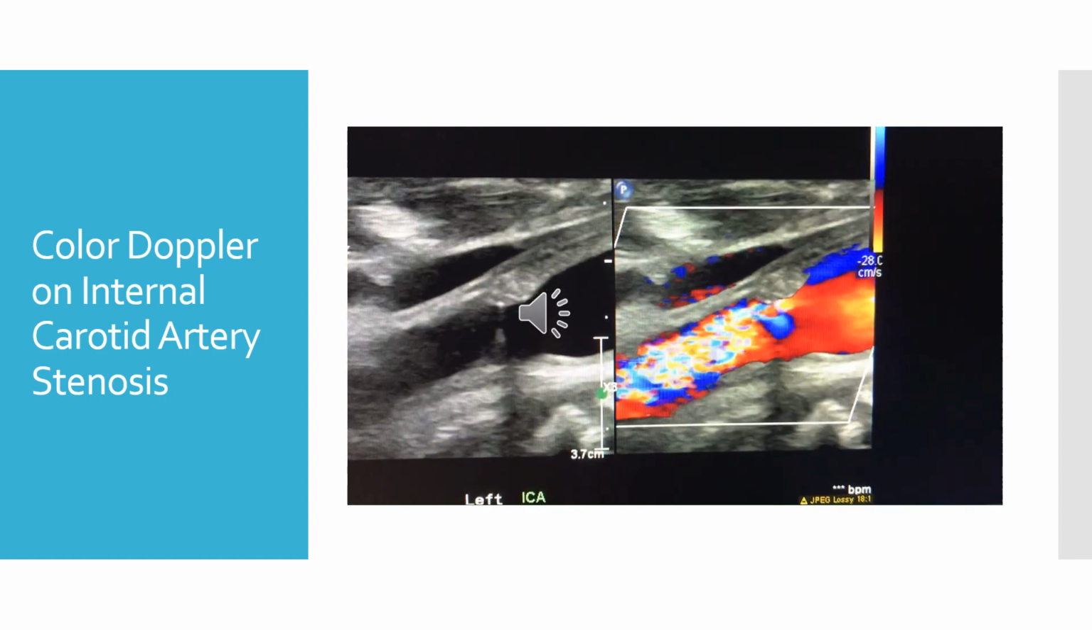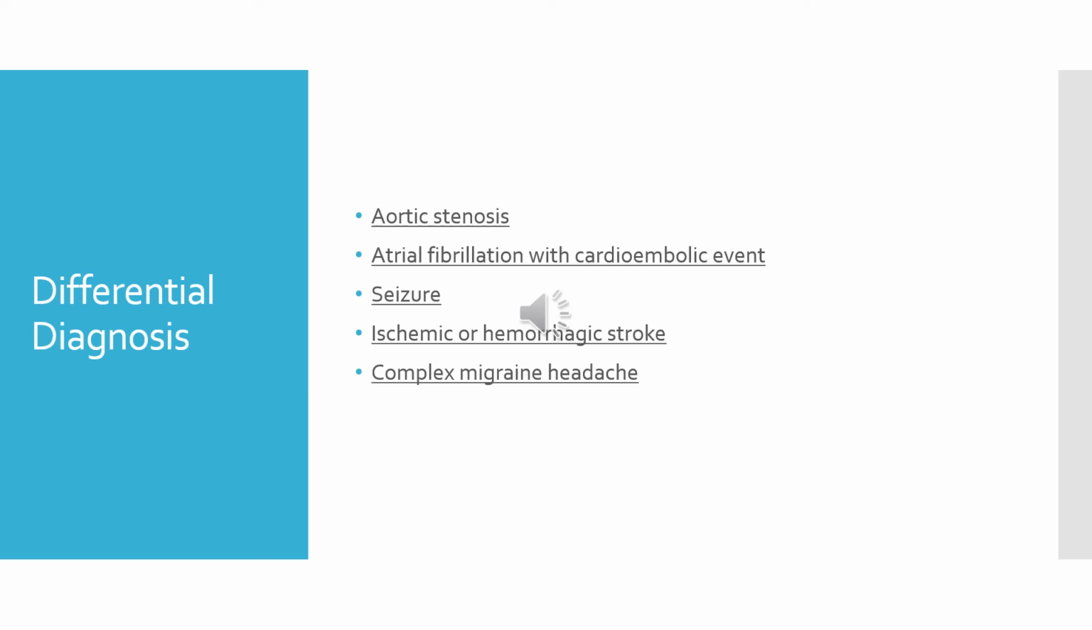Here I wanted to show a reel of the color flow through the narrowing. For the differential diagnoses, I've listed aortic stenosis, atrial fibrillation with cardioembolic event, seizures, ischemic or hemorrhagic stroke, and complex migraine headaches. A duplex ultrasound, like the one I've shown you, and a CT angiogram are the top two procedures to help visualize the plaque within the arteries.